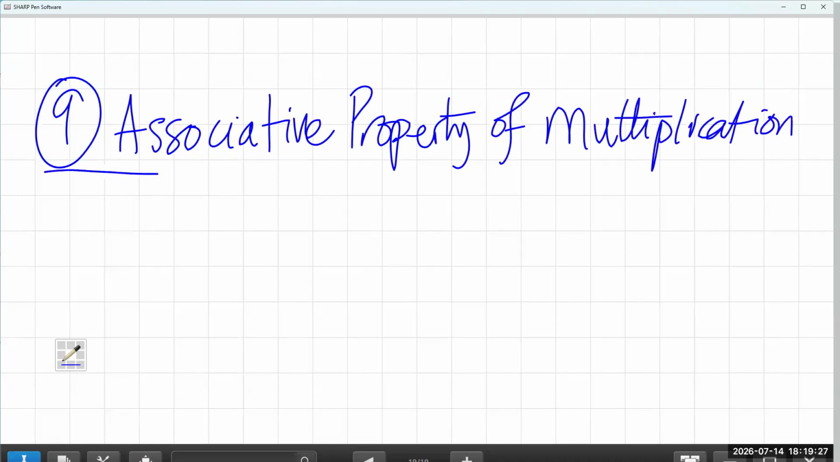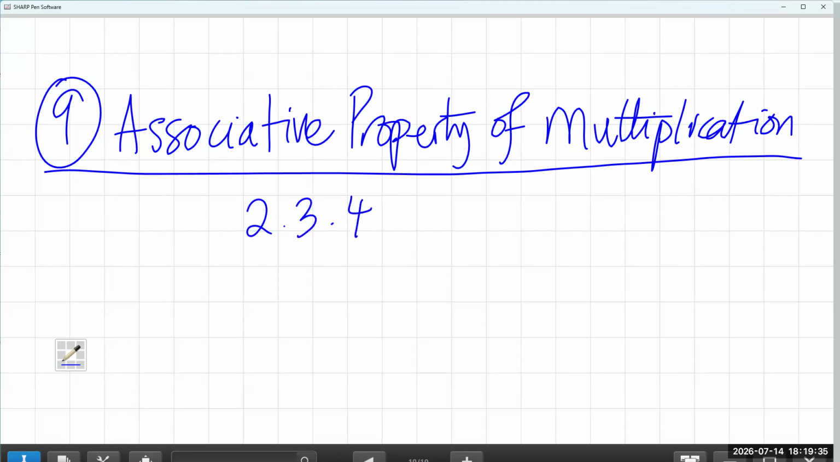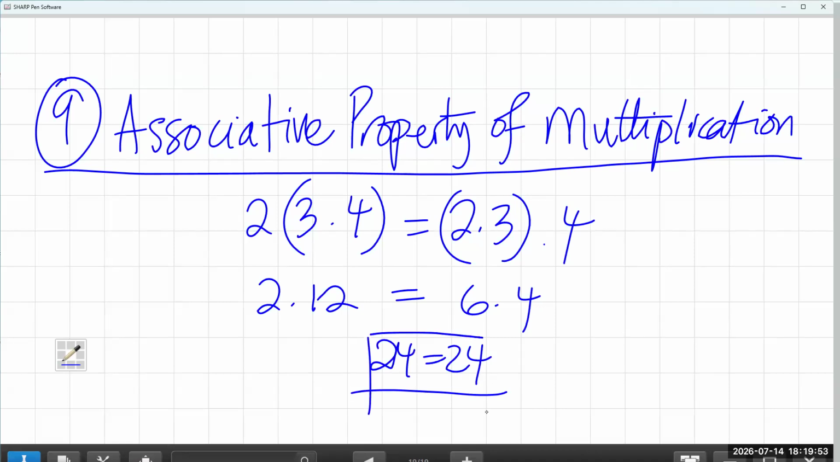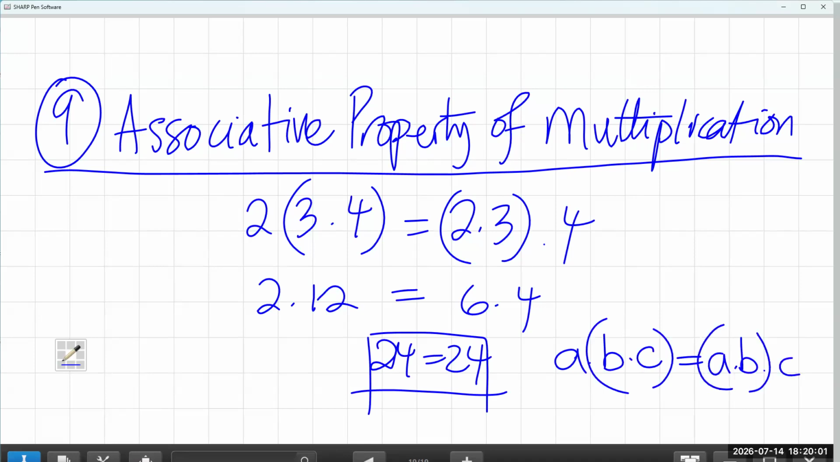Okay, so in this case, if I have 2 times 3 times 4, like this, then that becomes 2 times 12, this becomes 6 times 4, 24 is equal to 24. So that becomes the associative property of multiplication. And you can use A times B times C is equal to A times B times C. These are the letters representing that.